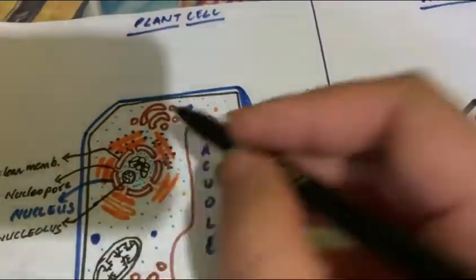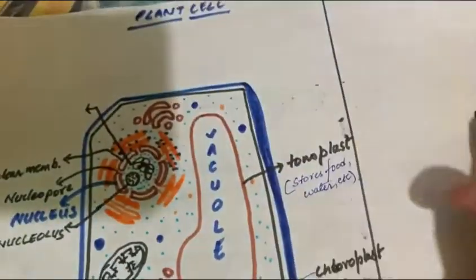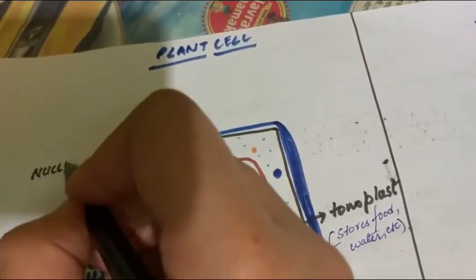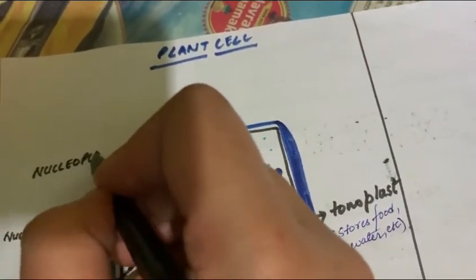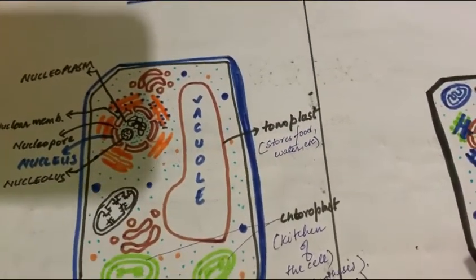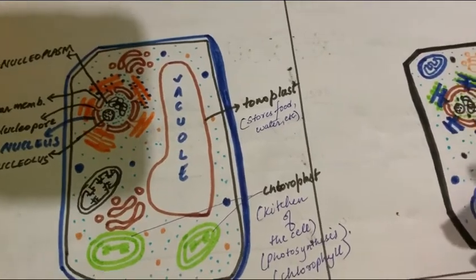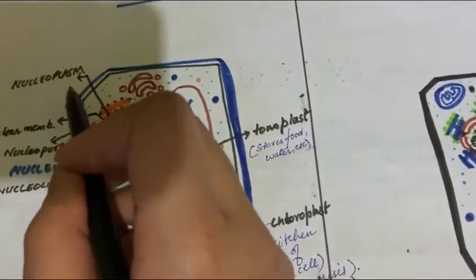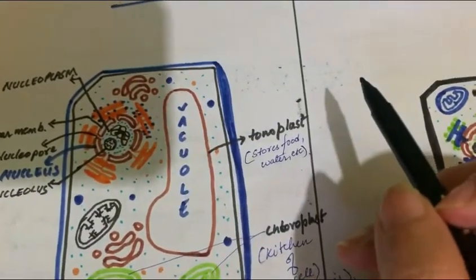And inside the nucleus there is a fluid filled. What is that? That is nucleoplasm. Now it's interesting to know, all of you, that in biology I always tell that the word itself depicts its meaning. For example, nucleoplasm is what? Nucleo means nucleus, plasm means the fluid present inside the nucleus.